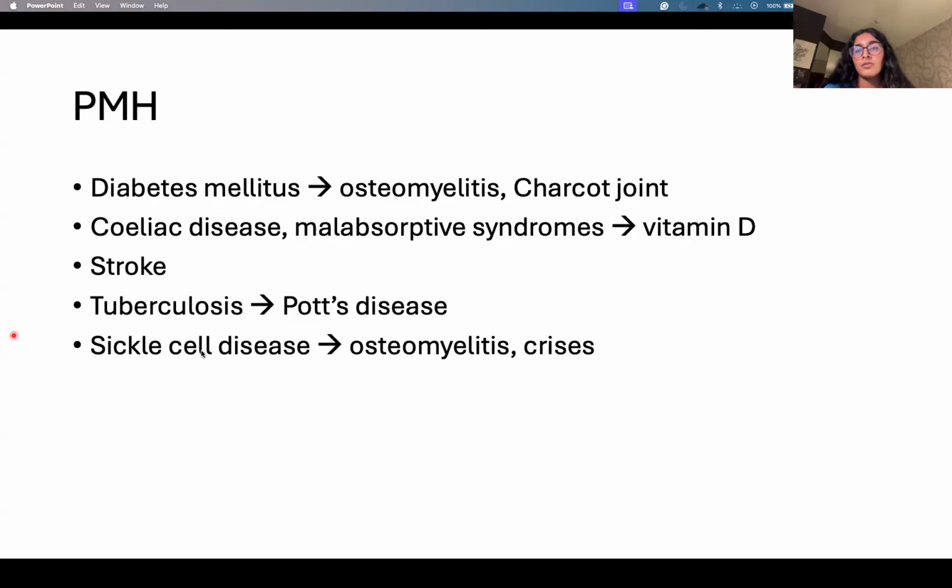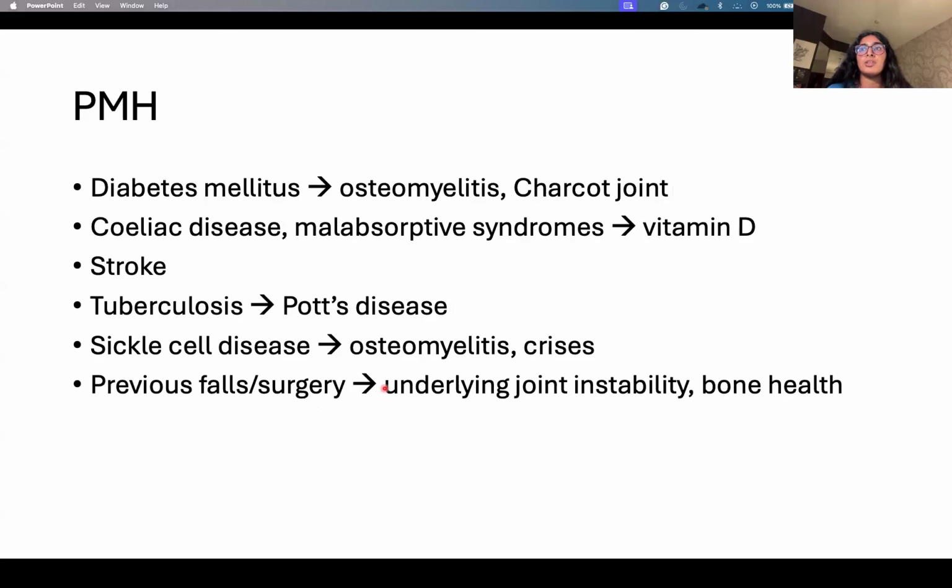Does anyone know, if you've done your infectious disease rotation? This is a good SBA. Brilliant, yeah, salmonella. So specifically for people with sickle cell disease, they're more at risk of anything that is encapsulated. So salmonella is a good one. And also the sickle crises as well. The sickled cells can sequester in the joint spaces and cause a lot of pain because of ischemia. So that causes joint pain as well.